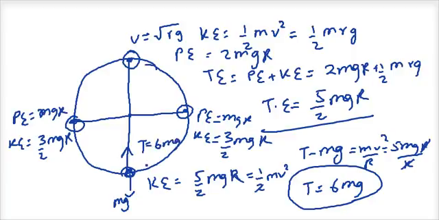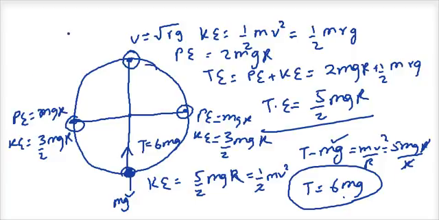How did I get the tension? I said T minus mg is equal to mv squared by r. Understand, whatever you do, you cannot get rid of mg. So the tension is in the upward direction. So T minus mg is equal to mv squared by r. If I make my substitutions, I will get T is equal to 6 mg. That means at the lowermost point, the tension in the rope is 6 mg.